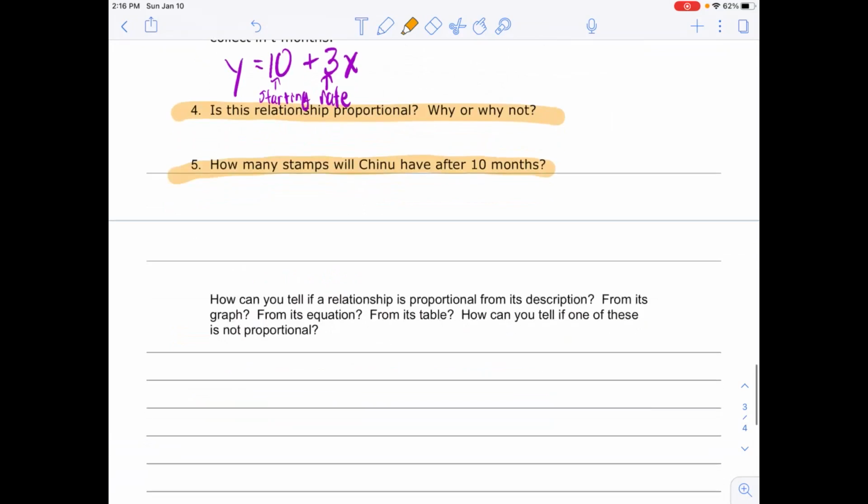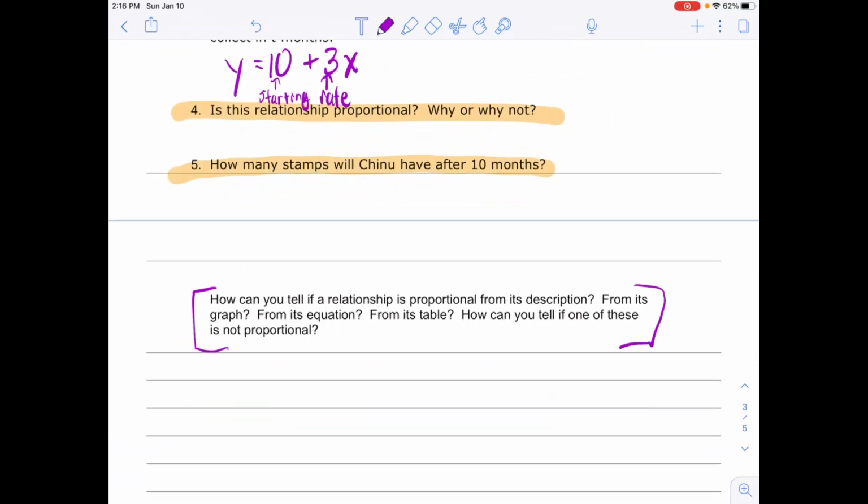The last thing I want you to think about, and you don't have to enter this anywhere, but I do want you to think about it. I want you to think about if you could write a rule for how to tell if a relationship is proportional from its description, from its graph, from its equation, and from its table. And how would you tell if it's not proportional? So we've talked about this in this video.